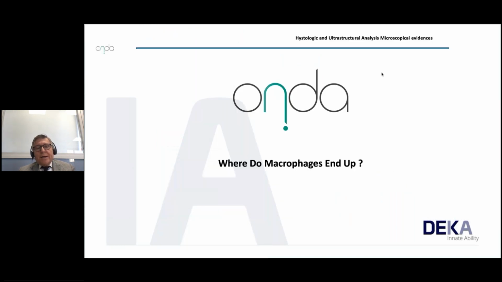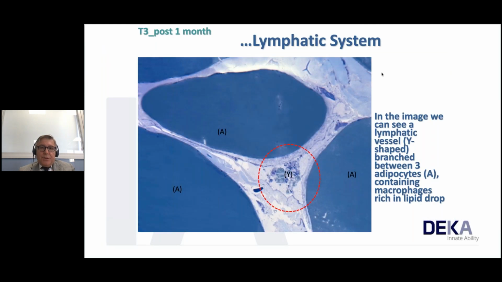Well, where do macrophages end up at the end? You see the lymphatic system. In the image, we can see a lymphatic vessel, Y-shaped, branched between 3 adipocytes containing macrophages rich in lipid drops. So the pathway is the lymphatic system, and they will be eliminated by the system of the body during the following days, up to 2 months.